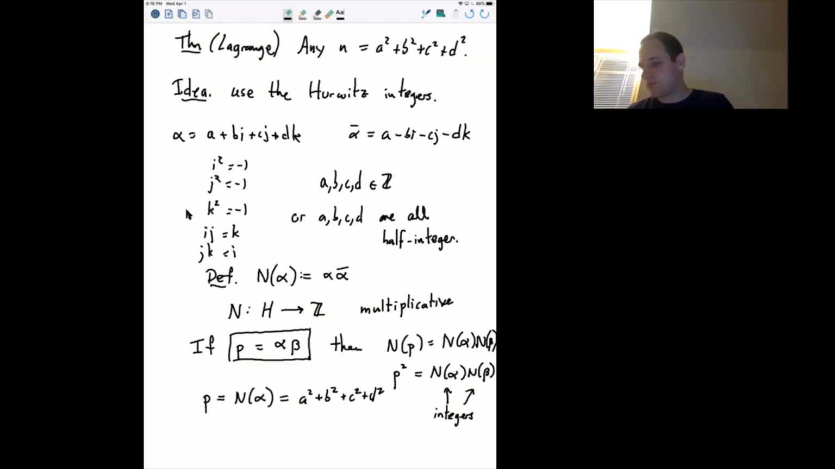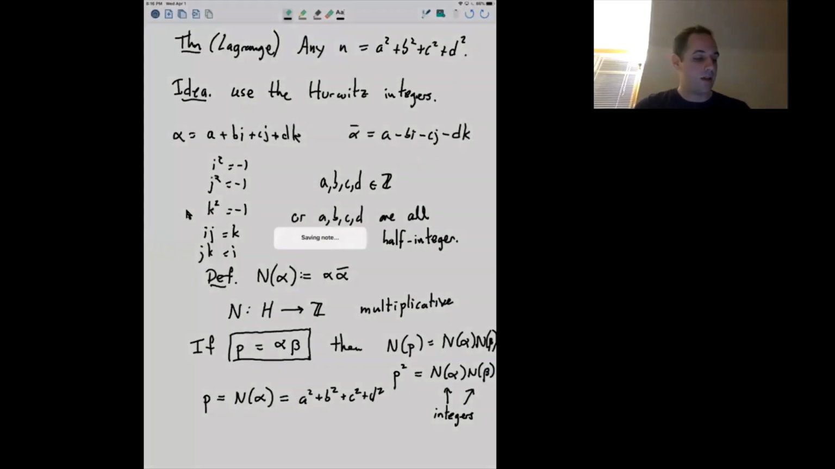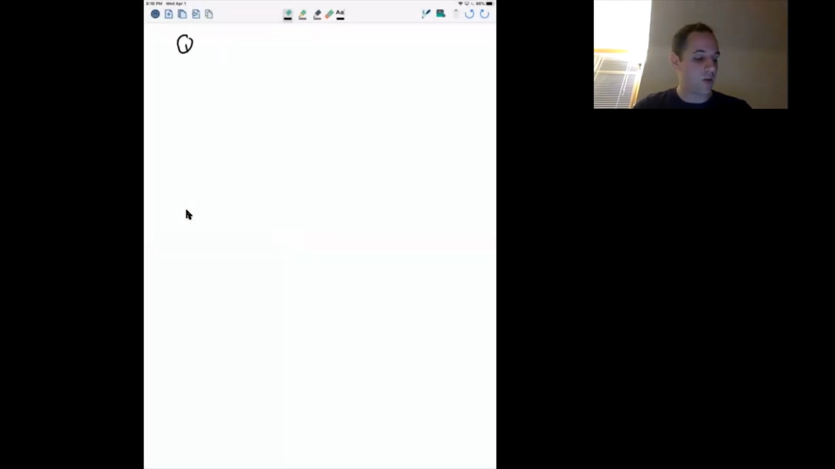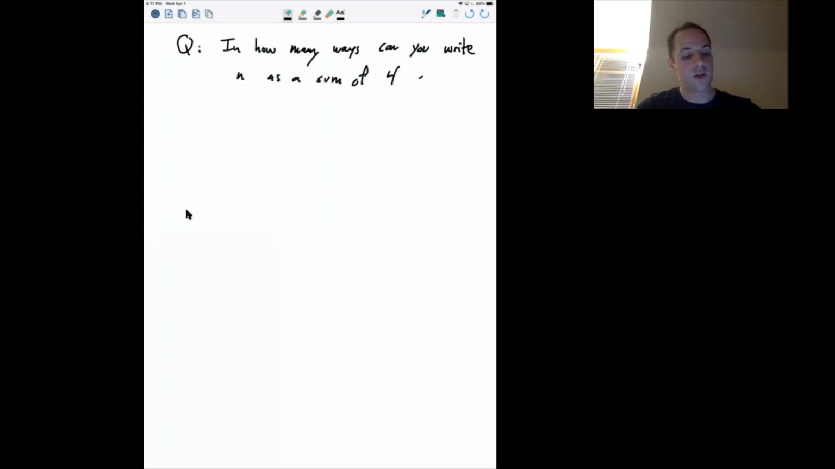Okay. So the last thing I want to say is how many ways can you? If every number can be written as a sum of 4 squares, the natural follow-up question is in how many ways can you write n as a sum of 4 squares?